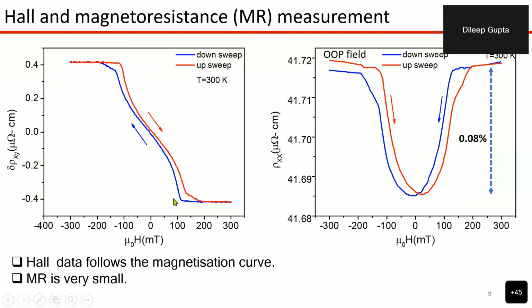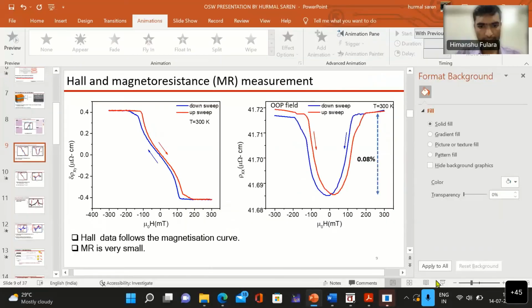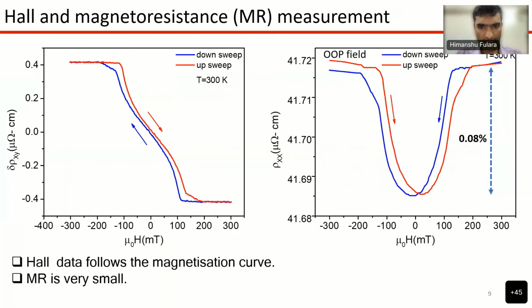I have a related question to this plot on the right side. On the negative field, there is a gap between these two red and blue data, right? It is not there on the positive field. Yes, sir. This change in resistivity is very small, and even the voltage change was quite small. So we're saying that this might come from the electronic drift of the instrument.